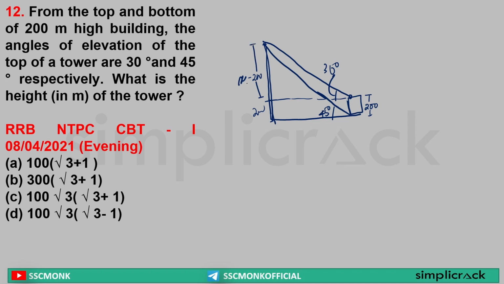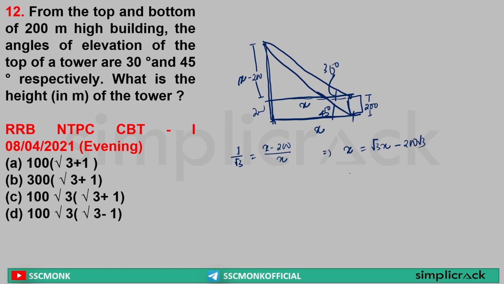Yes, sir, when this total length was x and this angle was 45 degrees, this distance was what? Sir, x, because it is 1:1. That means this part will be also equal to x. Yes or no? Yes. Sir, tan 30 degrees is equal to 1 by root 3. That is equal to P by B, that is x minus 200 divided by x. Yes or no? Yes.